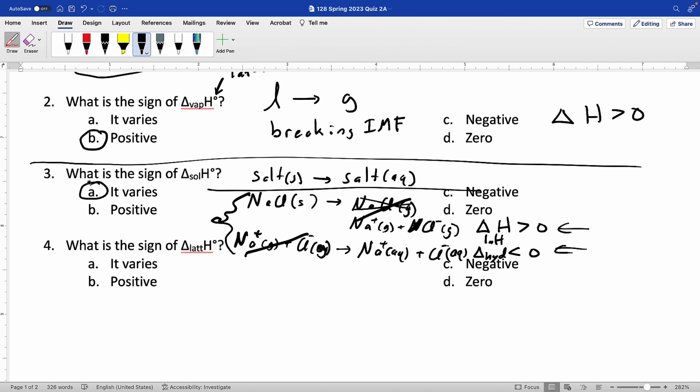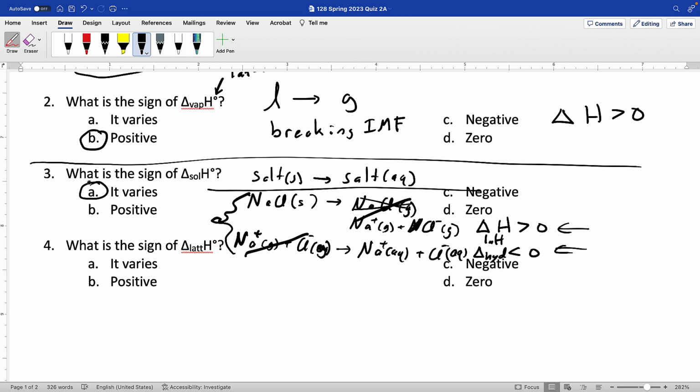Some salts give off heat when they dissolve. Some salts absorb heat when they dissolve. And you saw this in the lab, right? That potassium iodide, when you dissolve it in the water, got cold. So the reaction had to steal heat from the water to dissolve. So delta H was positive.